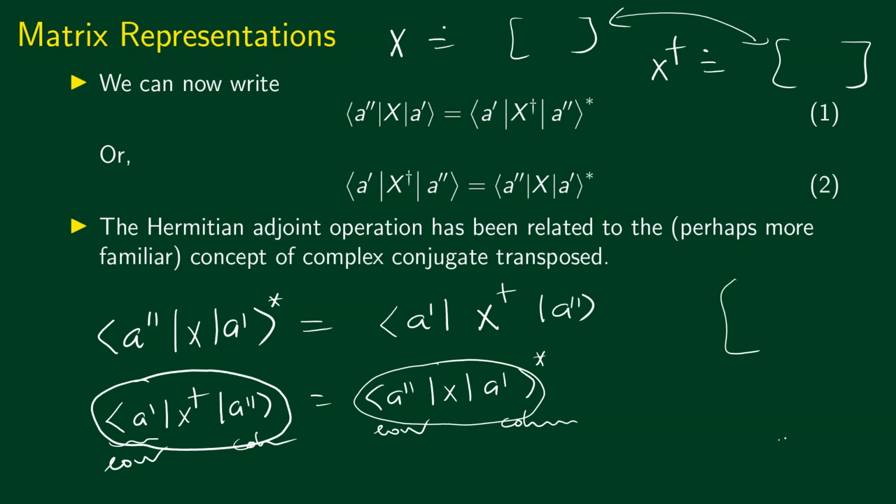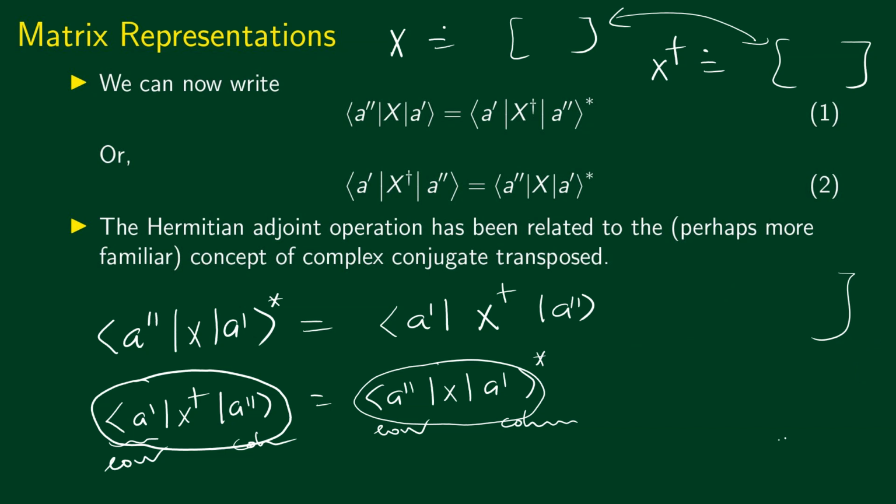So if you have the matrix that represents X, in order to get X dagger, you should do two things. You should transpose the matrix X, and then complex conjugate each element in it. It doesn't matter which one you do first. First you can transpose and then take the complex conjugate, or you can take the complex conjugate of each element and then take the transpose. It doesn't matter which.